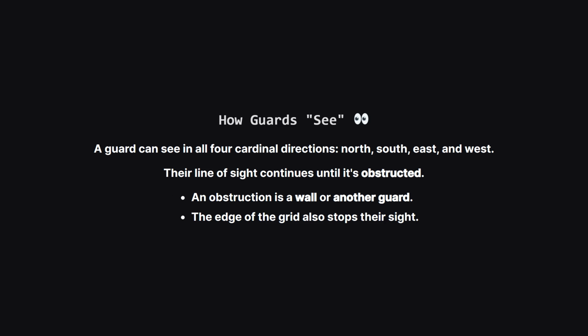Now, how does a guard's vision work? Think of it like a laser beam. From their position, they shoot a beam north, south, east, and west. The beam travels in a straight line, covering every cell it passes over, until it hits something. That something can be a wall, another guard, or just the edge of the grid.